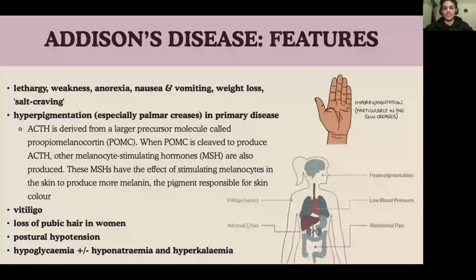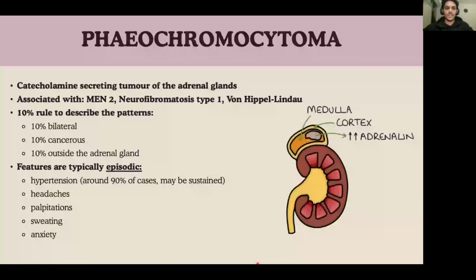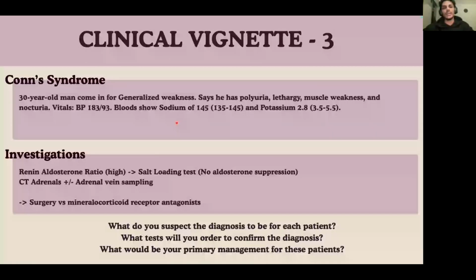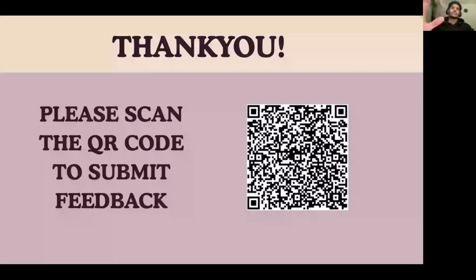For Conn's syndrome, the main thing you should remember is hypokalemia and high sodium. We don't have enough time to really explain what happens. It's the mineralocorticoids that pull sodium into the body, and the water follows the sodium, and that's causing the high blood pressure and hypokalemia. And that's what really is caused in Conn's syndrome.